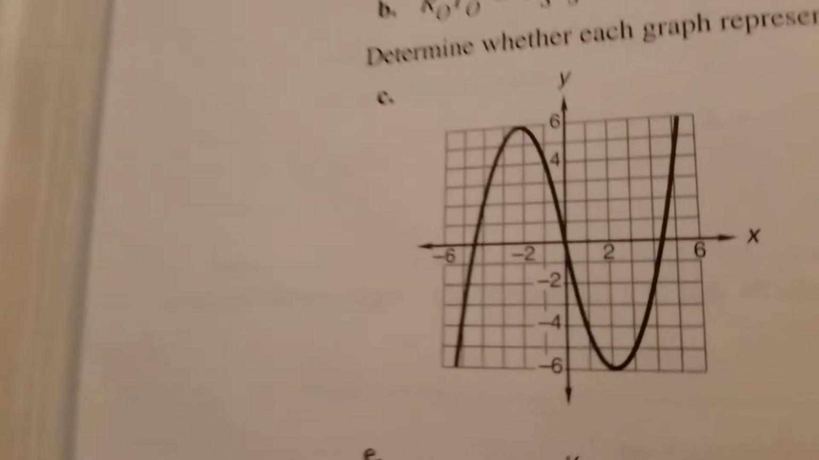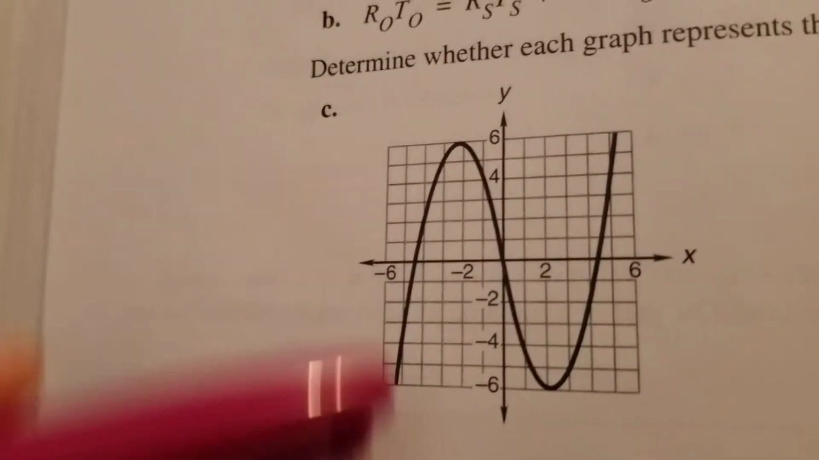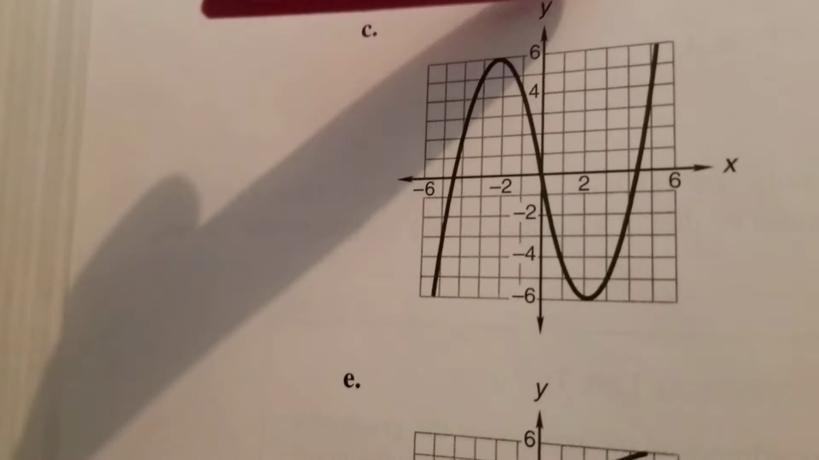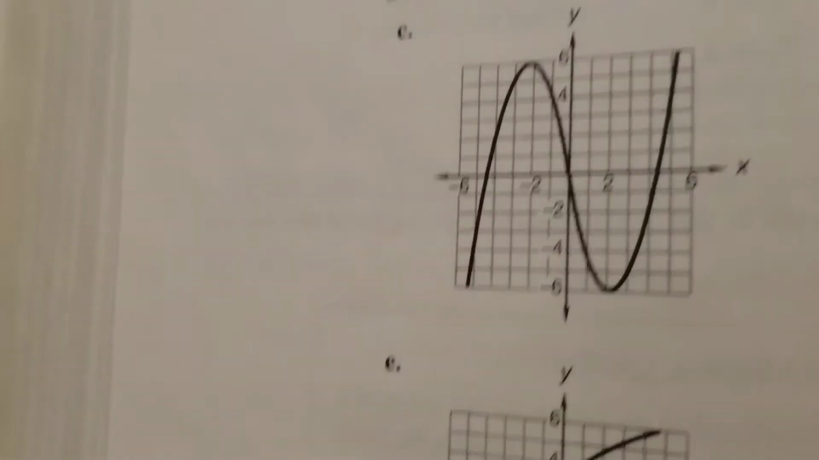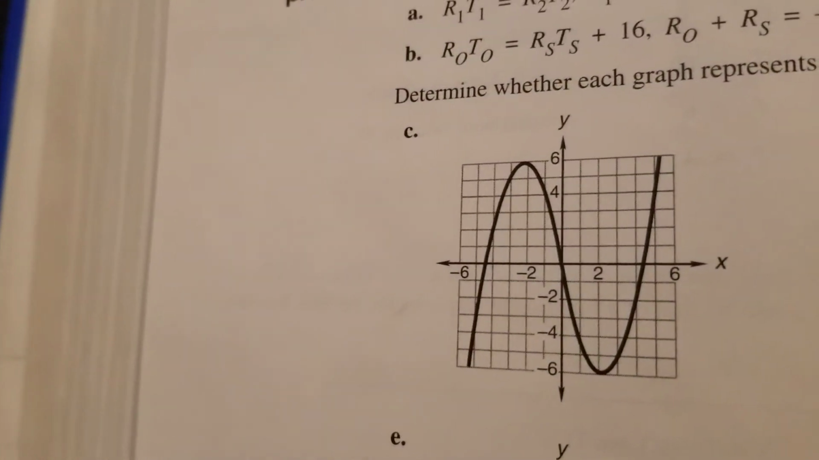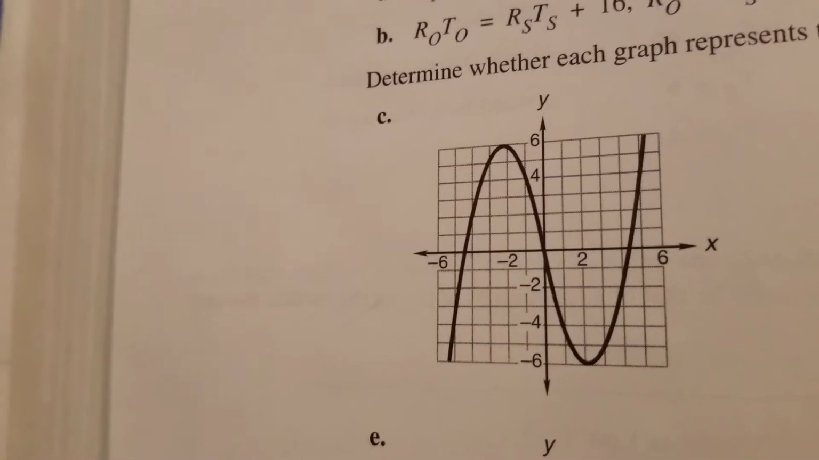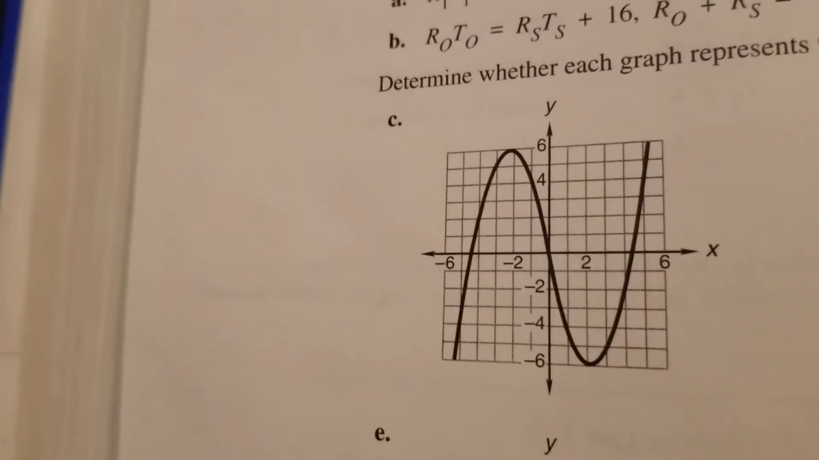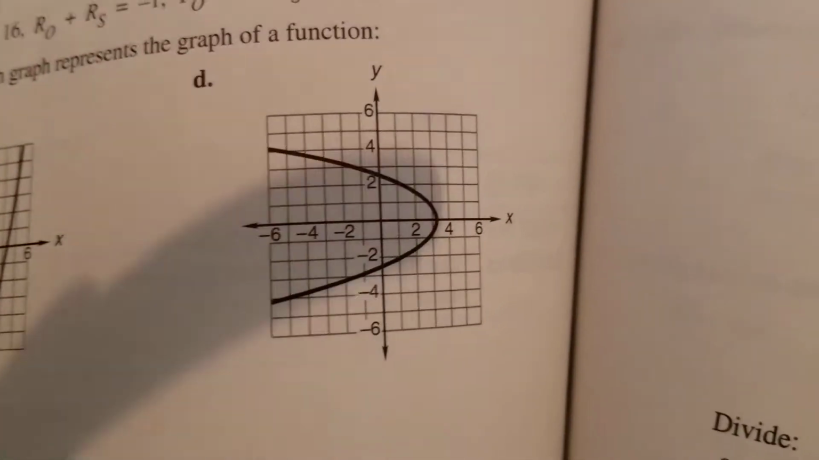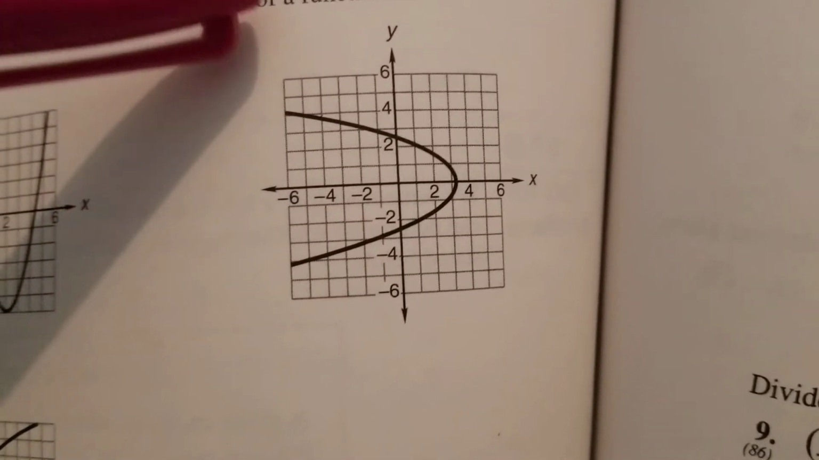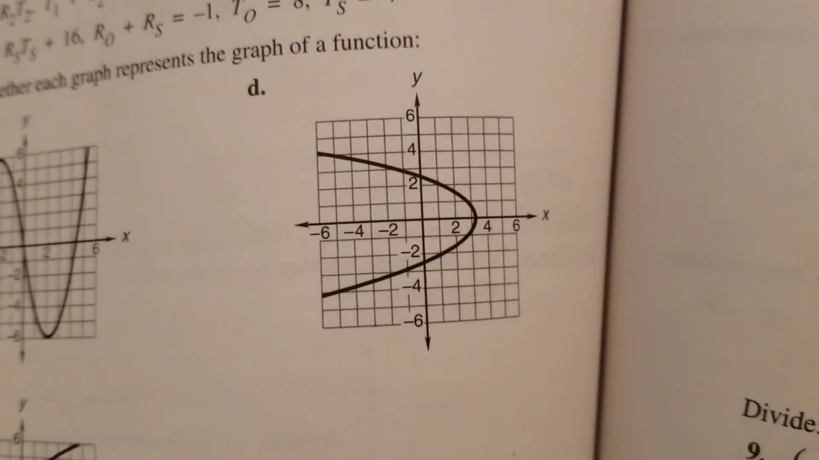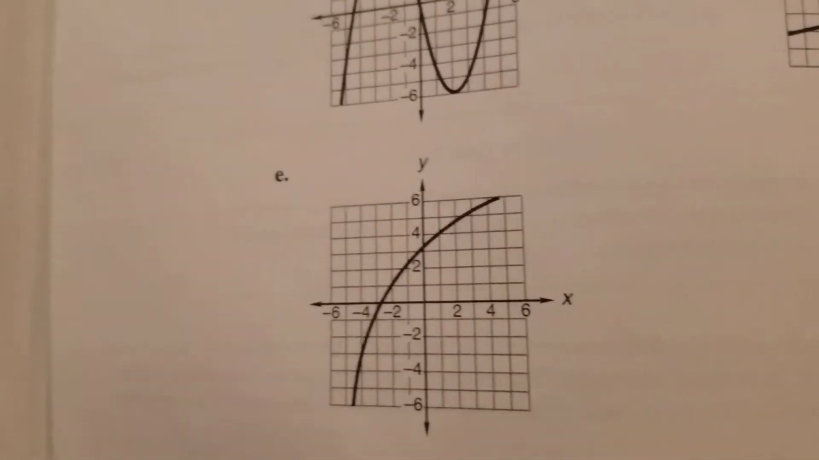So if we look at C, right, we're going to imagine our vertical lines. If you draw vertical lines, draw them in your imagination. You can draw it on your paper. They will only cross the graph at one place on each vertical line, so it is a function. Now D, we draw these lines. Ooh, it's crossing the graph in two places. So it is not a function. Okay, down here, let's see.